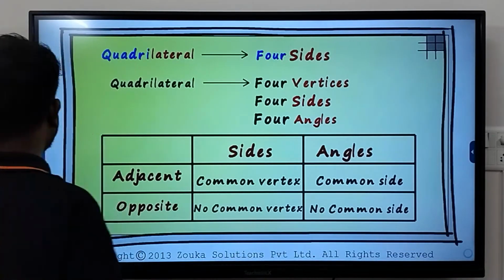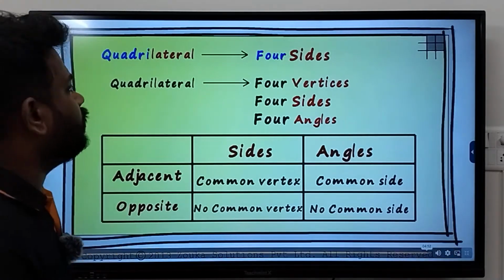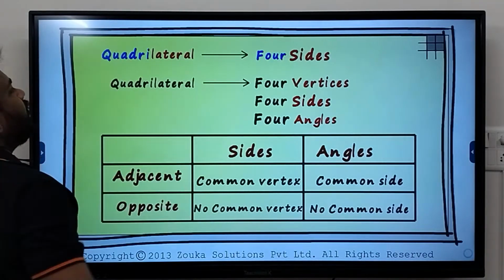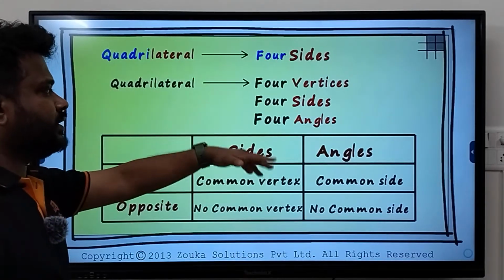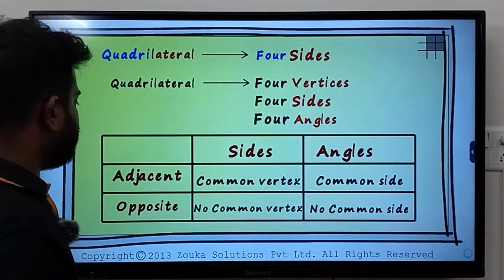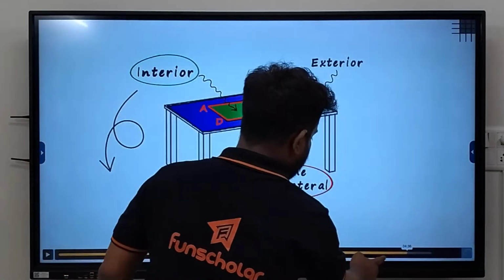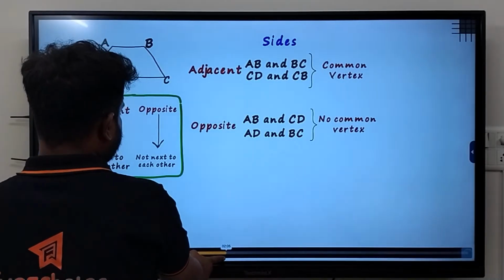From this video, I know that it was quite long, but we have learned that quadrilaterals have 4 sides. A quadrilateral has 4 vertices, 4 sides and 4 angles. We also learned about adjacent angles and adjacent sides.